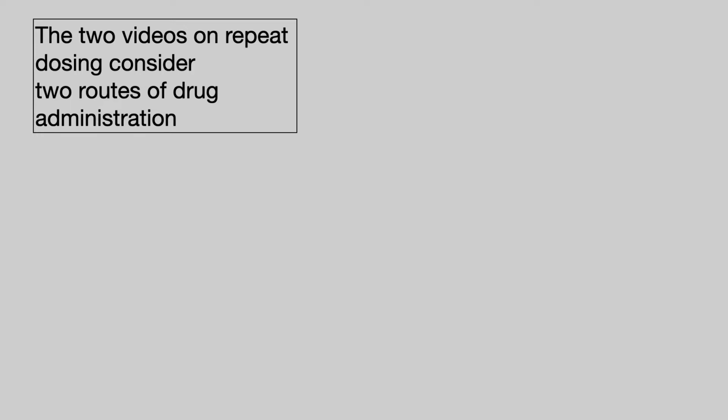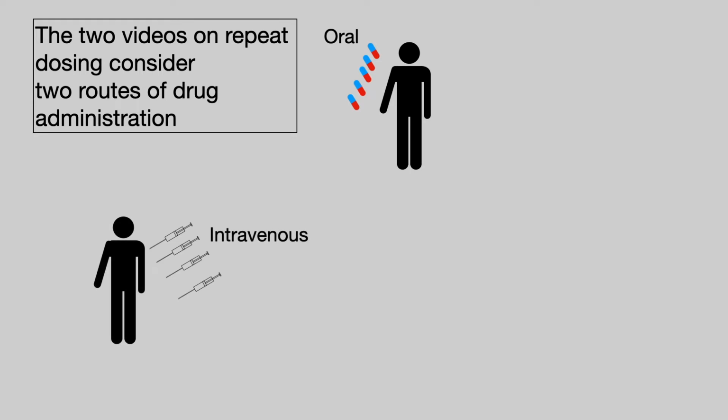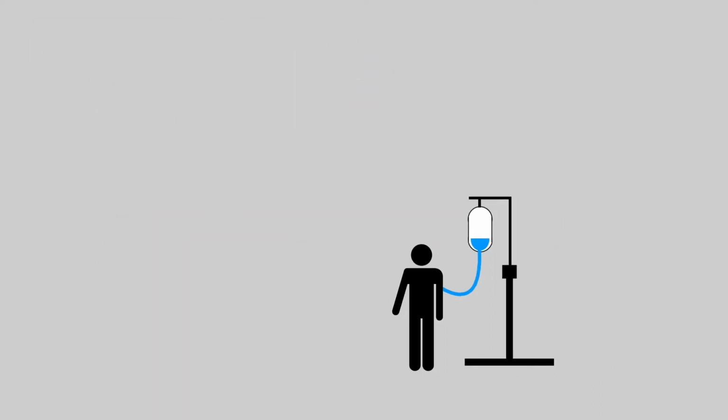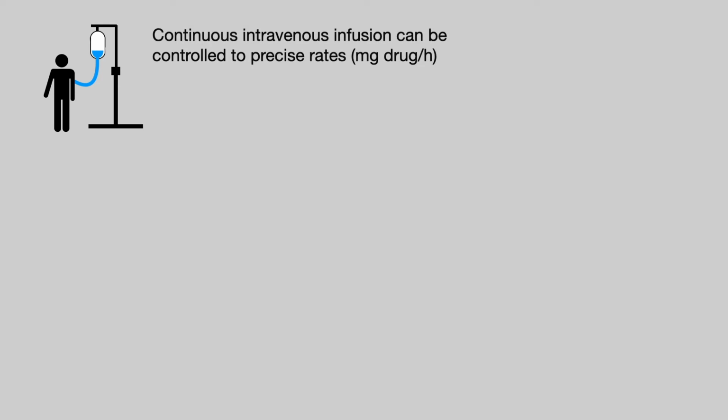These two videos on repeat dosing consider two routes of administration: the oral route, which we will cover in the next video, and the intravenous route that we are covering here. By intravenous route, I do not mean continuous injection. We're not going to stick needles in our patients continuously. Instead, we are going to use continuous intravenous infusion. By using continuous intravenous infusion, we can control the rate that the drug goes into the bloodstream very precisely.